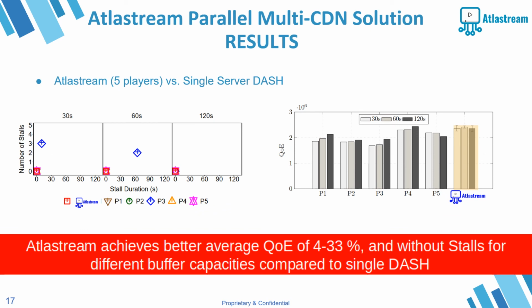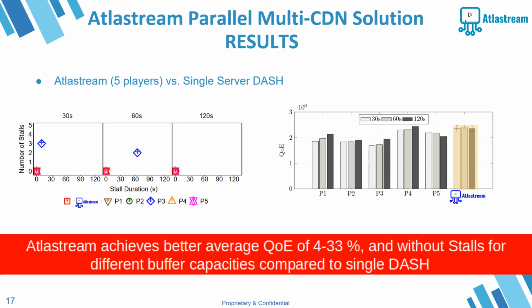For the same test, these graphs show stall duration versus number of stalls (left) and the quality of experience (right) that's experienced by different clients. So a high quality, fewer switches and 0 stalls translates to higher QoE achieved by Atlas Stream clients compared to one-to-one clients. Atlas Stream clients outperform one-to-one clients by 4 to 33% on average in terms of QoE for different maximum buffer configurations.